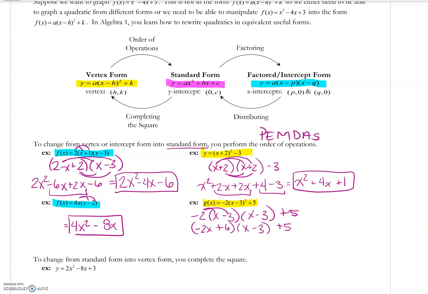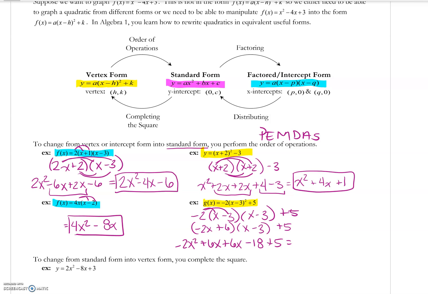So if I distribute here, negative 2x times positive x is negative 2x squared. Negative 2x times negative 3 is positive 6x. I took this negative 2x and I multiplied it by both of the terms in my other parentheses, so I'm good there. I'll move on to this positive 6 times x is positive 6x. And positive 6 times negative 3 is negative 18. And I still have the plus 5 from the end.